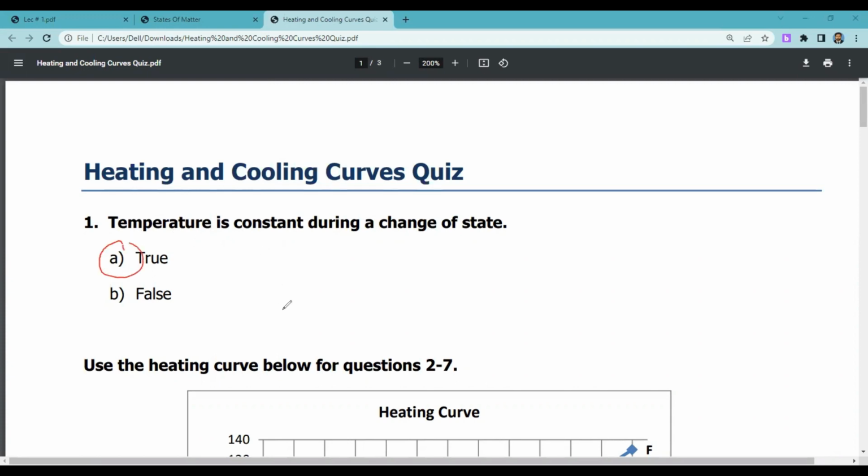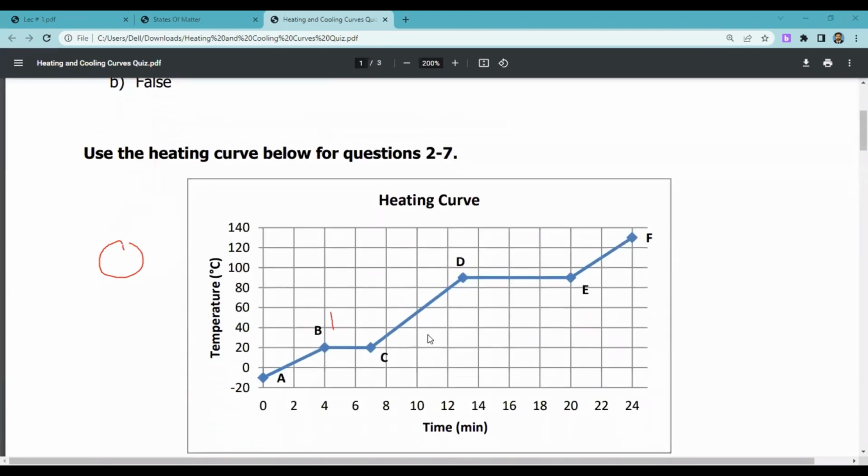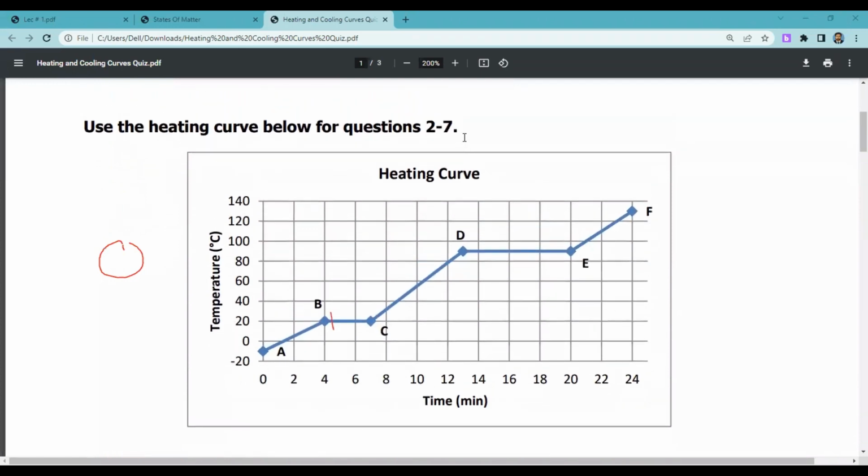Use the heating curve below for answering questions 2 to 7. It seems that I am also tired, but don't get tired.